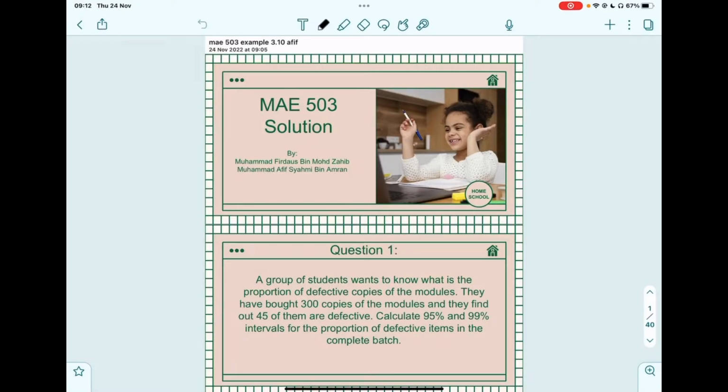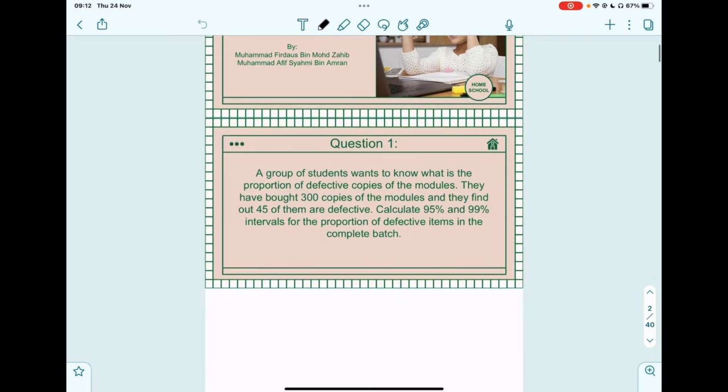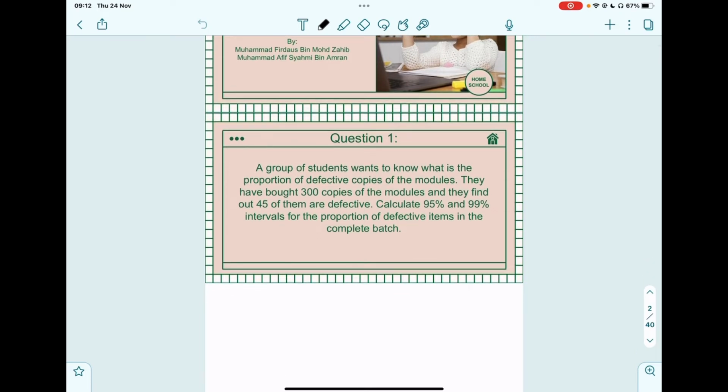Assalamualaikum and hi everyone. My friend Ahmad Shazwan already gave a brief explanation. So right now, I, Muhammad Firdaus bin Muhammad Zahid, with my friend Muhammad Afiq Syami bin Amra, will continue with the solution for the question. So let's go for the question. Based on the acting session and the simple situation given, we can relate it with this question.